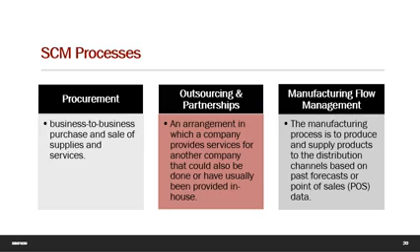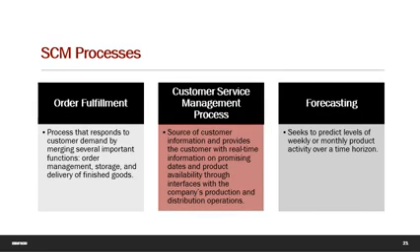Order fulfillment is a process that responds to customer demand by merging several important functions such as order management, storage, and delivery of finished products. It also involves warehouse and inventory management and physical distribution. Warehouse execution may involve final assembly and packaging of products. For better customer response, the benefits of this practice include more efficient inventory management, order entry, warehousing, and transportation management, and an optimized end-to-end order fulfillment process.